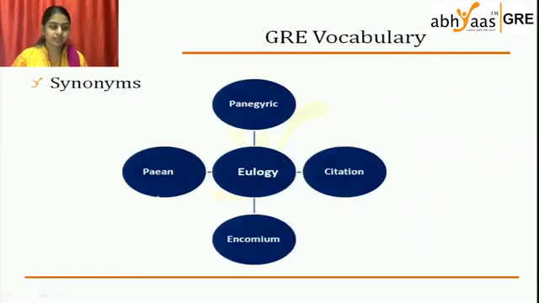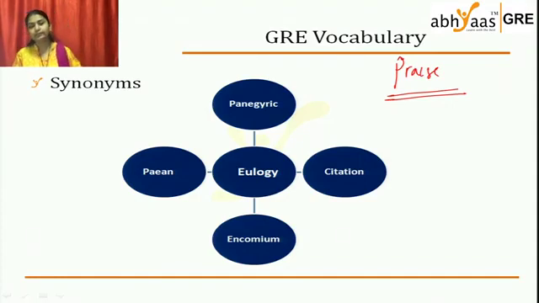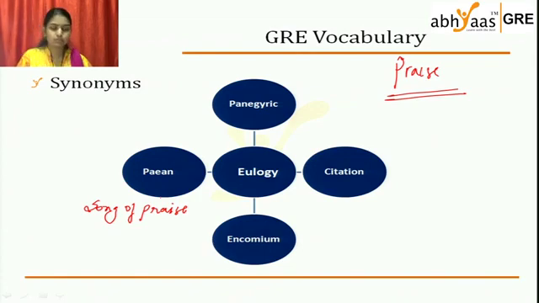So, you have the word eulogy. From that, you have some other words. All these words are related to praise. Eulogy is a praising speech. I have paean, panegyric, citation and encomium. Paean, panegyric, citation and encomium. What is paean? This is more like a song of praise, song of thanksgiving, joyful poem, a song of praise. Paean.